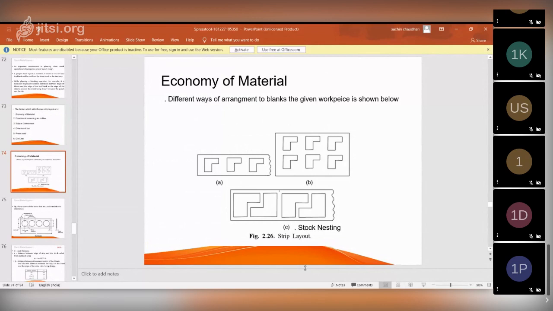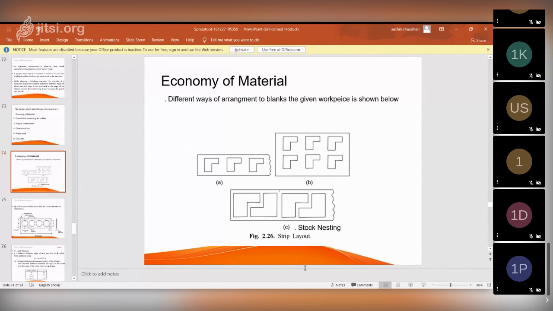Okay, and what is the main factor we have to consider? Scrap should be minimum, and we have to utilize the full metal strip. Next is your die cost. See, direction of burr, press use, then die cost, right? So die cost is another factor while taking care of the strip layout, right?